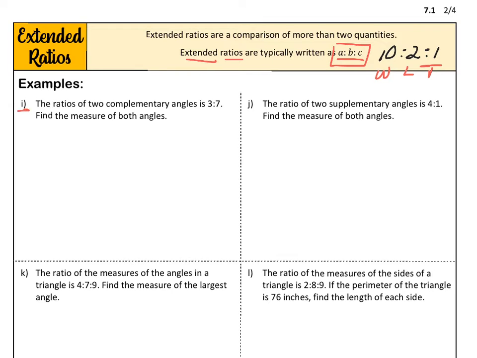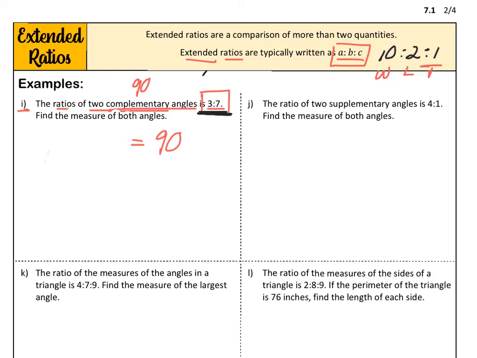So for this first example, I have my ratio 3 to 7 that represents 2 complementary angles. First thing you have to remember is that complementary means 90. So I'm talking about 2 angles that equal 90. And the clue is that the ratio is 3 to 7. Now, this does not mean that I'm just going to do 3 plus 7, because clearly that does not equal 90. But since they gave me a ratio of 3 to 7, what they're saying is that whatever my angle measures are, they're going to reduce down to this.